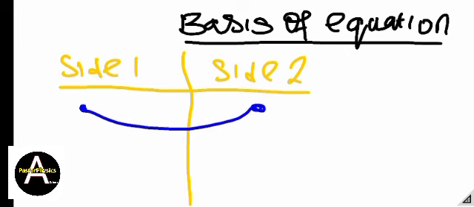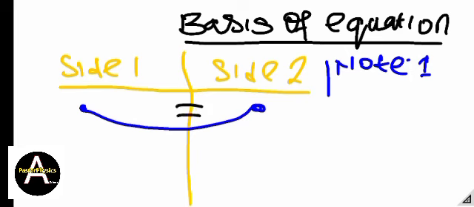Write this thing down. Note number 1. When something is crossing from side 1 to side 2, when a sign is crossing from side 1 to side 2, it takes the opposite. And side 1 and side 2 are separated by an equality sign. So if minus is crossing from side 1, when it gets to side 2, it becomes what? Plus, because plus is the opposite of minus, is it not?